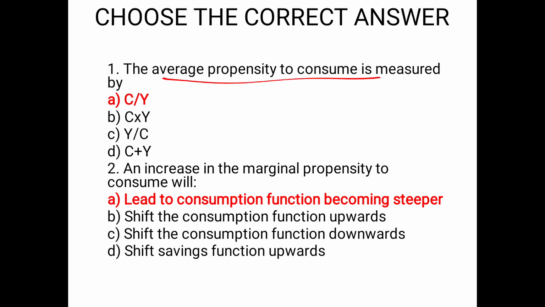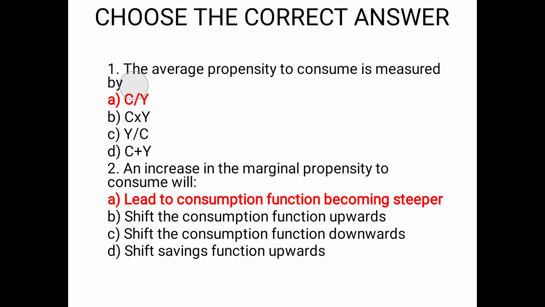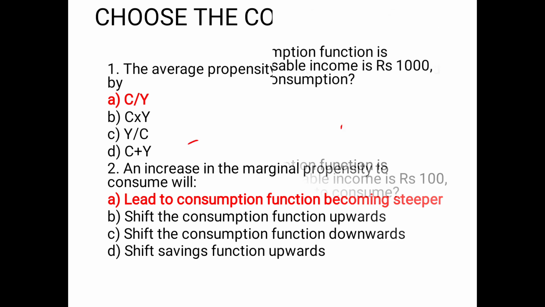Average propensity to consume is APC. We already know the formula because we have the last letter C, so put it in the numerator. Since they ask you to find the average, you put Y as the denominator. So APC is equal to C divided by Y. Now, an increase in the average propensity to consume leads to the consumption function becoming steeper.